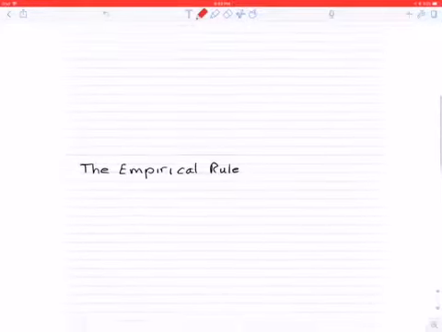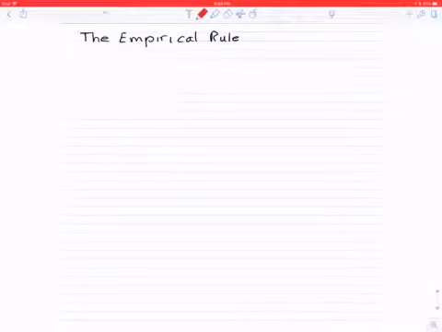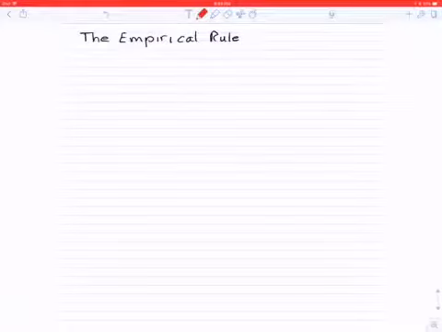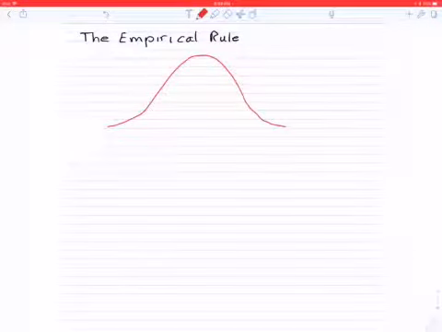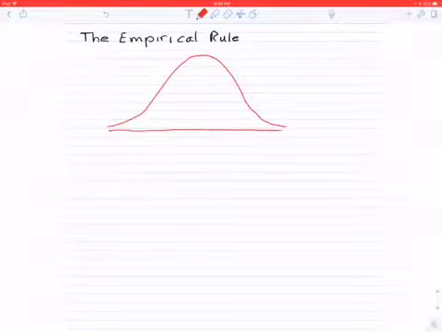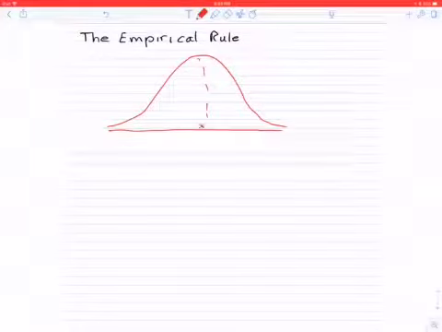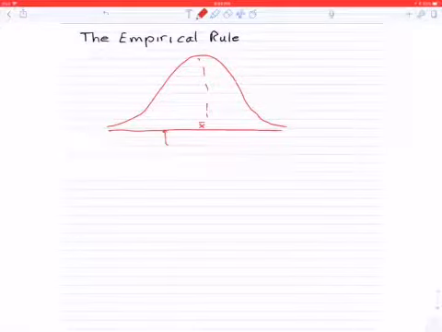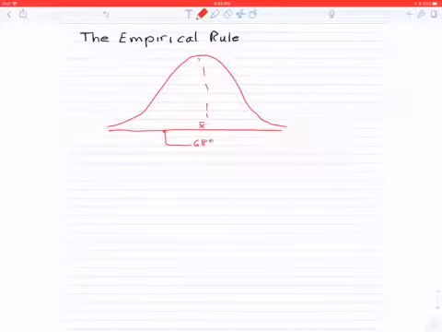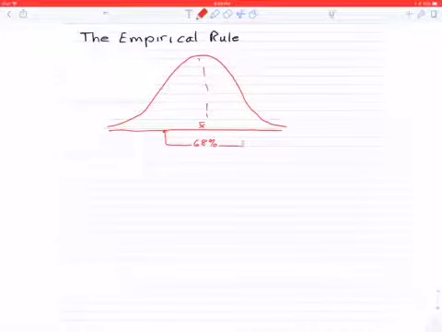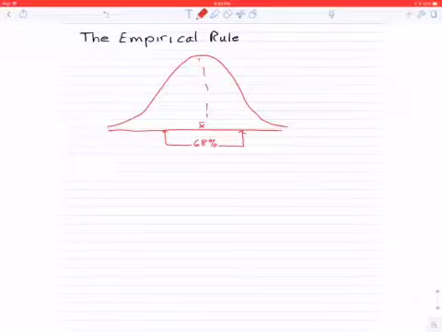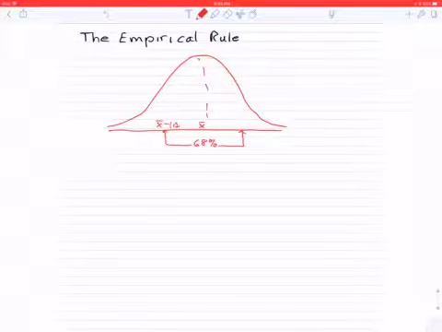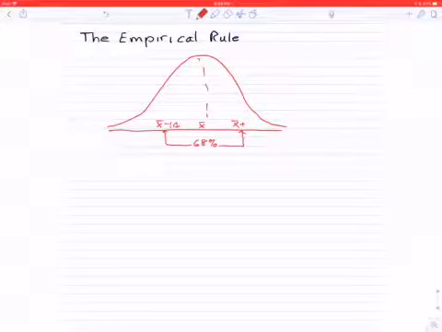Now, there's a special rule that applies to any data that's normally distributed. So I'll draw my curve again. This rule is called the empirical rule. And what that rule says is that approximately 68% of the data is going to be within one standard deviation of the mean. That's the mean minus one standard deviation to the mean plus one standard deviation.